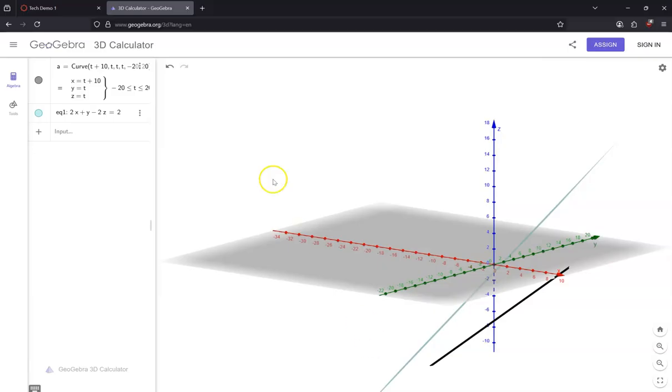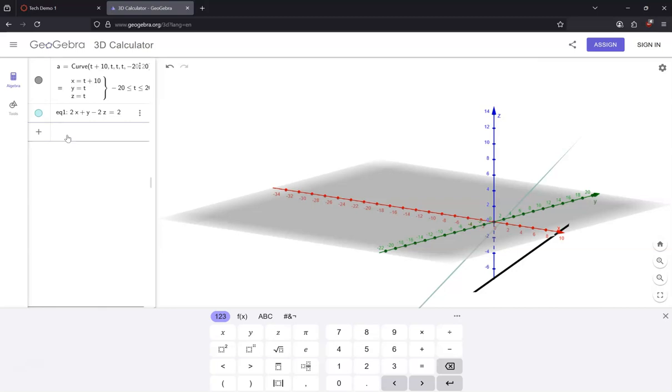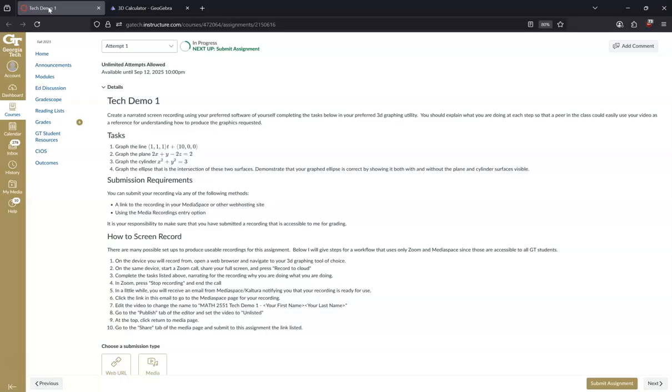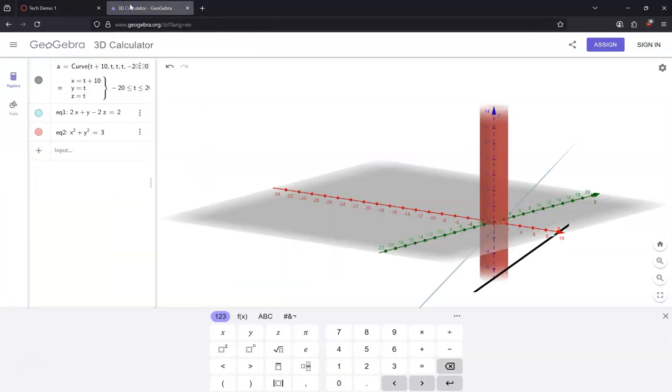Next thing that we need is the cylinder, which is x squared plus y squared is equal to 3. Last thing we need is to basically graph the ellipse. That is the intersection of these two surfaces. So how do we do that? Well, we're going to look at equation 2 and equation 1, and we're going to parameterize them.